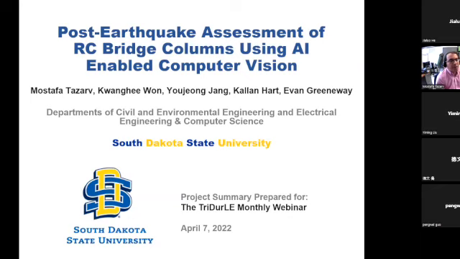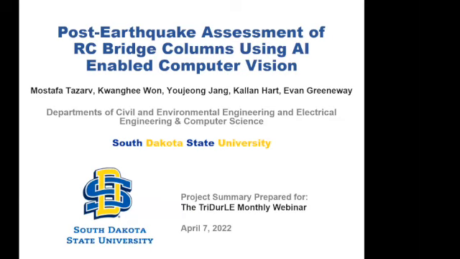Today, as the moderator mentioned, I'll be talking about how we can use AI in post-event inspection of bridges, and specifically bridge columns.